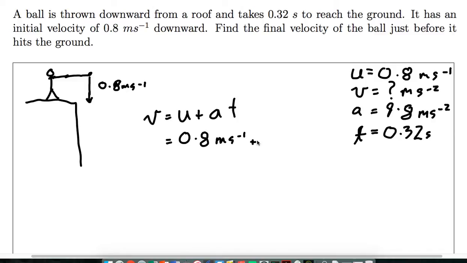So 0.8 meters per second equals A times T. So 9.8 meters per second squared times 0.32 seconds.